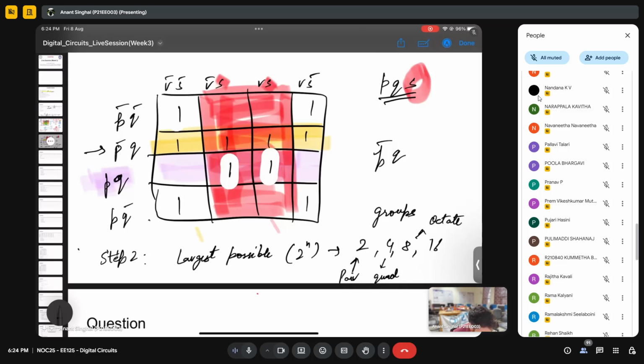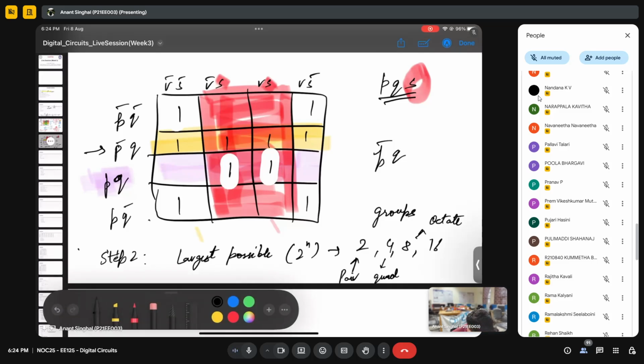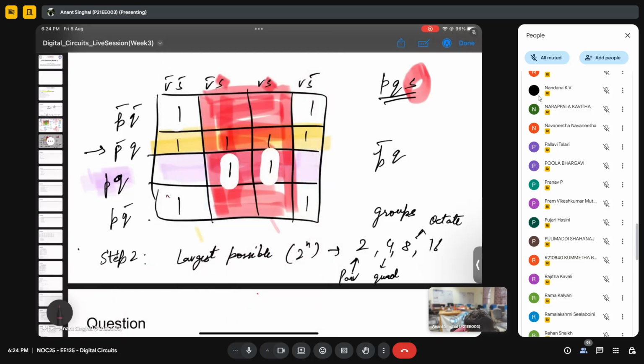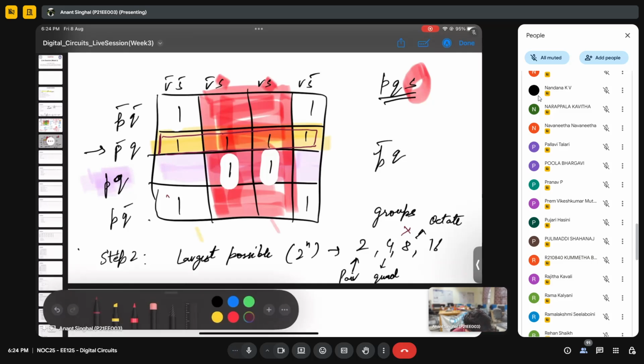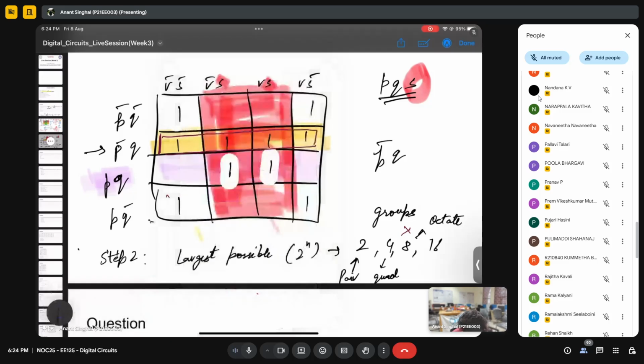So here, if I try to make that, maybe with some other color, first of all, we cannot make a group of 8, right? Because we do not have any consecutive ones present in a group of 8. So the one quad that I can make is this, right? Then one more that I can make, maybe with some other pen which is visible, is this.